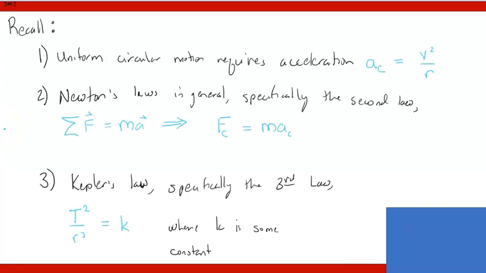All right, now we actually want to go to Newton's second law. Fc is m times ac. So Fc is m times ac. That's m times 4 pi squared divided by r squared times k.